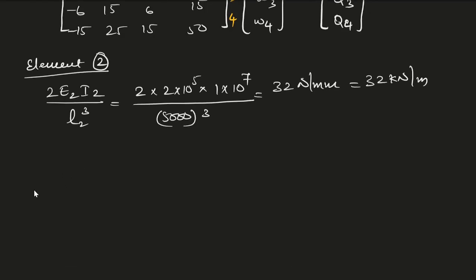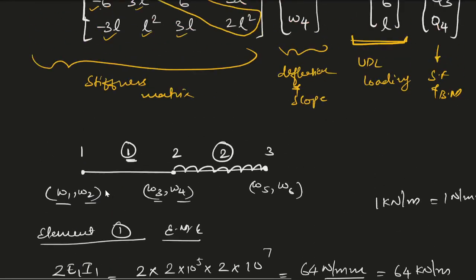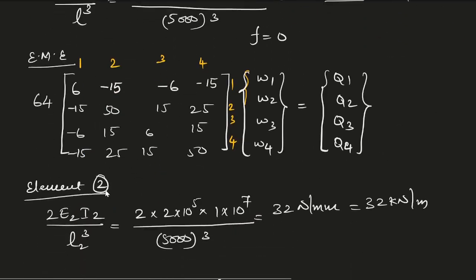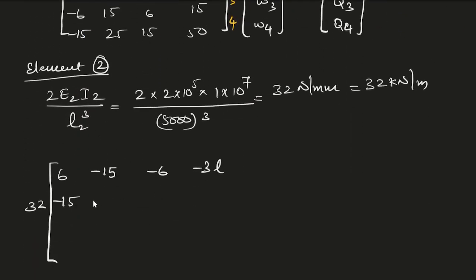Now you can again put the values in the matrices. So 32 will be taken outside, and you have to multiply with those values. It starts with 6, minus 15, 3 into 5 is 15, 3L, again minus 6, minus 3L. Then we have again minus 3L, that is minus 15. Then we have 2L square. L is 5, so 25 into 2 is 50. Then we have 3L, 15. Then we have 25 L square.